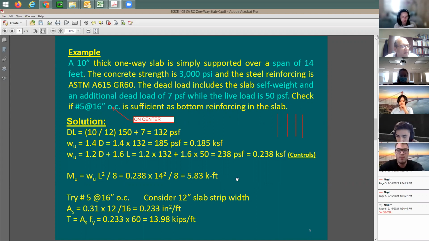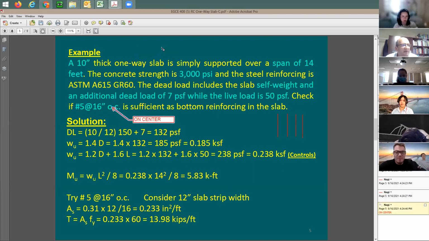So first, let us look at the demand and how much reinforcing is needed. Demand here first is going to be dead load. Dead load is what? Self-weight of the beam plus 7 psf additional dead load. How do you figure out the weight of the slab? You take 10 inches, which is the thickness, divide this by 12 to put it in feet, right? Multiply by 150.